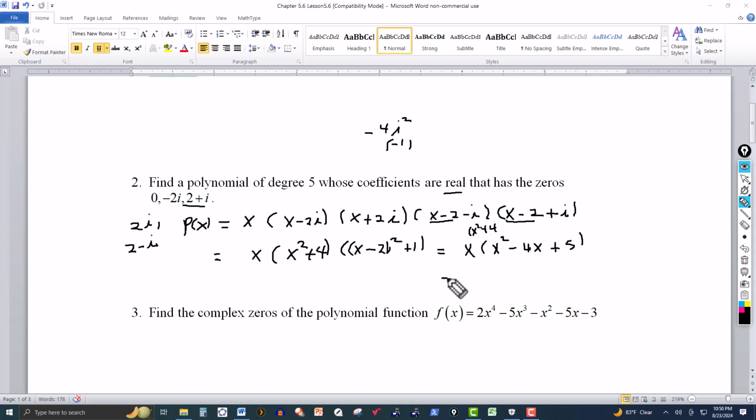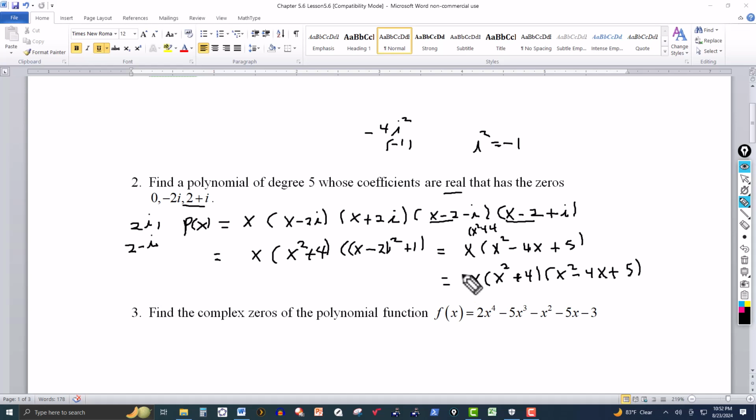So the polynomial that's generated from these zeros is going to be x times x squared plus 4, and then we have the x squared minus 4x plus 5. This is a square here. So it's x times parentheses x squared plus 4, and then parentheses x squared minus 4x plus 5. And you could multiply those out, but as long as you simplify by eliminating the i, doing the multiplication, using the fact that when you have an i squared, that generates a negative 1. We eliminated the i.